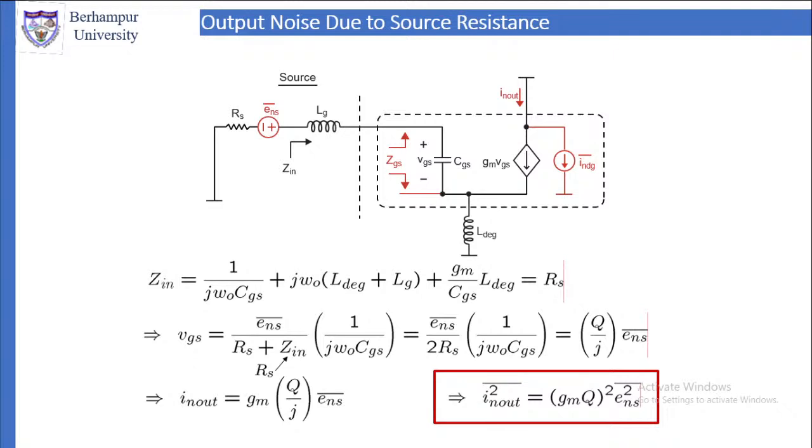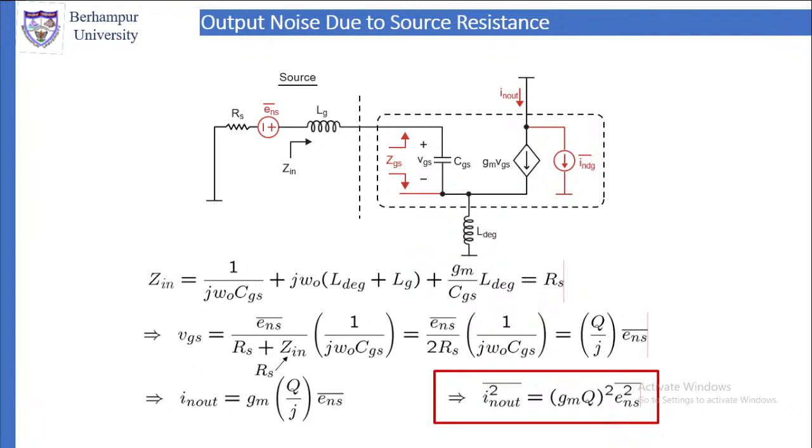Why is Zin equal to RS? Zin is equal to RS for matching. If matching is there, then there will be maximum power transfer. So Zin is equal to RS. Now what is VGS in this? VGS is equal to the mean of ENS, the source noise, divided by RS plus Zin. Zin is equal to RS, that we can put later.